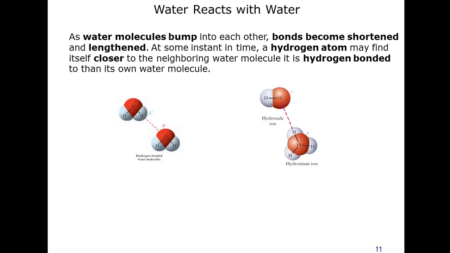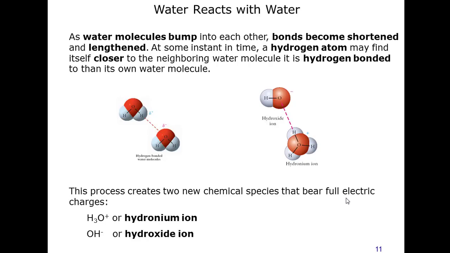In solution, water molecules are quite dynamic, moving around, vibrating, rotating, and generally crashing into one another. As this occurs, the bond lengths fluctuate. At any particular moment, a hydrogen atom on one water molecule may be closer to a neighboring water molecule. When this occurs, that hydrogen ion H+ gets transferred from one water molecule to another, resulting in the creation of the hydronium ion H3O+, and concomitantly the creation of the hydroxide ion OH-.